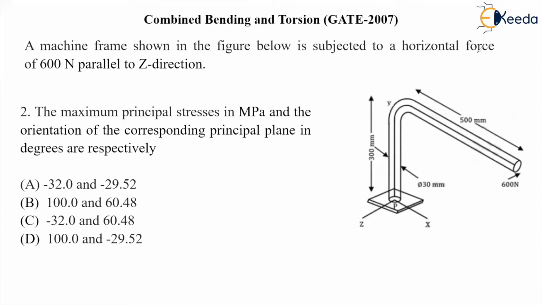In the second part of this question, the condition is the same. The statement is the same: a 600 Newton load is applied horizontally, and with this condition we have already solved the first part. In the second part, we have to find the maximum principal stress in megapascal and the orientation of the corresponding principal planes in degrees. So we have to find the maximum principal stress as well as the angle at which this principal stress is acting. Let us solve the second part of this question.